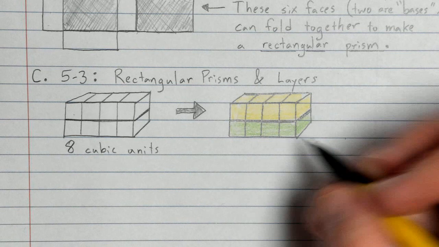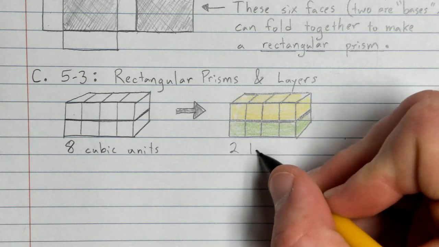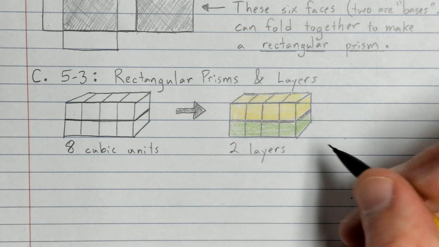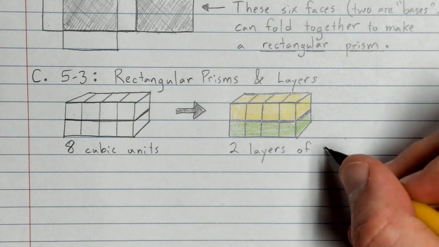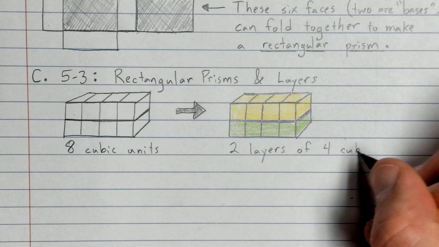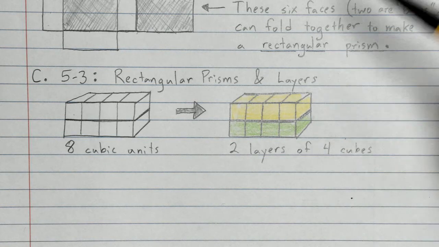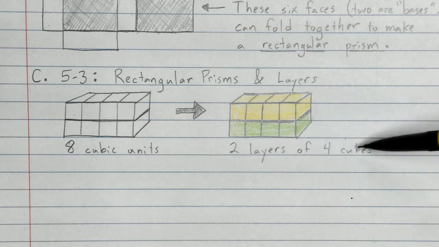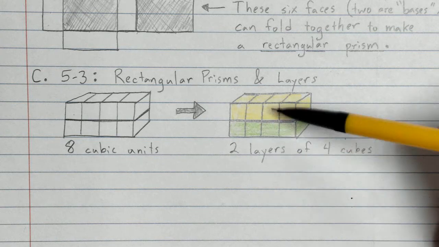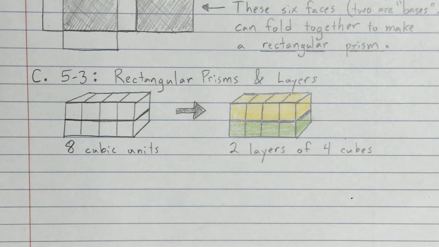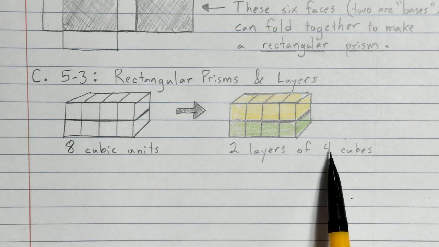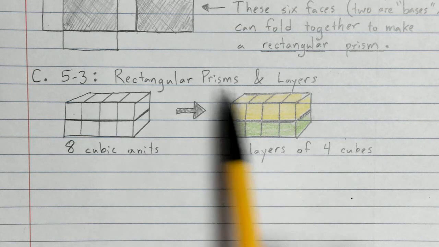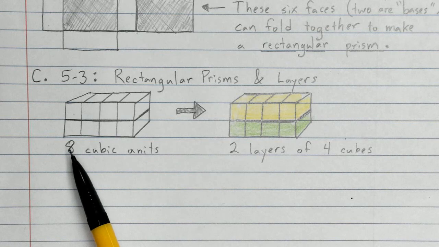And now you can see, hopefully, we have 2 layers of 4 cubes. I actually said that a minute ago, even though I was talking about a different split. You can have 2 layers of 4 cubes. We can have 4 layers of 2 cubes. There are different ways to do it. The idea is these numbers multiplied together, 2 times 4, will equal the total volume.